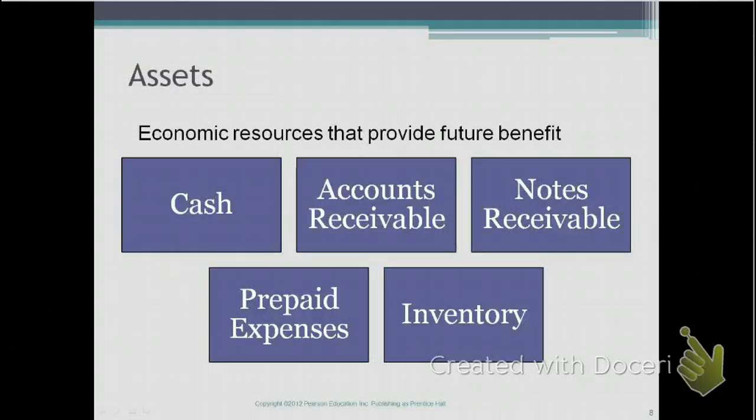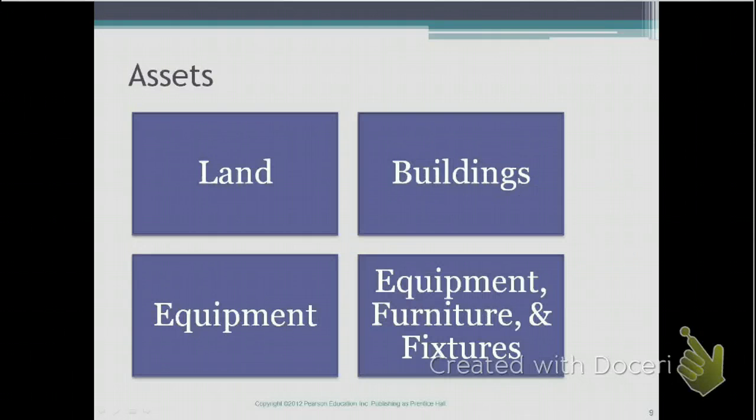You know that assets are defined as economic resources that provide future benefit, and these are some of the assets that you have seen up till now. So you've seen cash, accounts receivable, notes receivable, prepaid expenses, inventory. All these are asset accounts. Long-term asset accounts include land, buildings, equipment, furniture, fixtures. All those are names of long-term asset accounts.